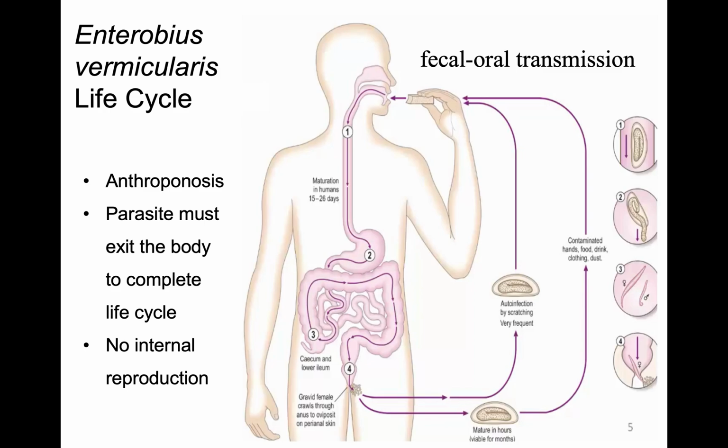And the eggs are sticky to the anus area, and the female, after laying eggs, wants to crawl back into the anus. However, because there are several openings around the perianal skin, they might end up going the wrong way. That's when they can cause some of the infections and inflammations.